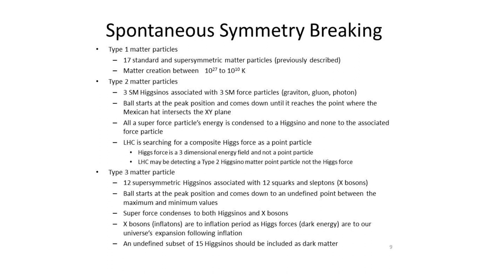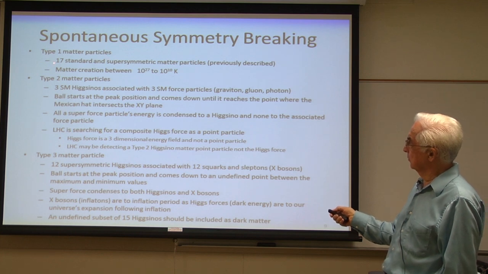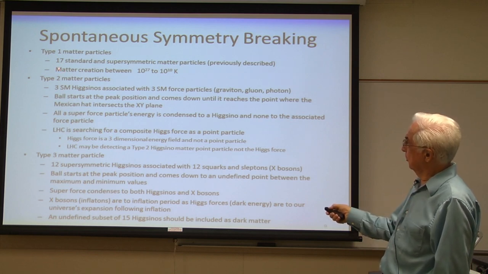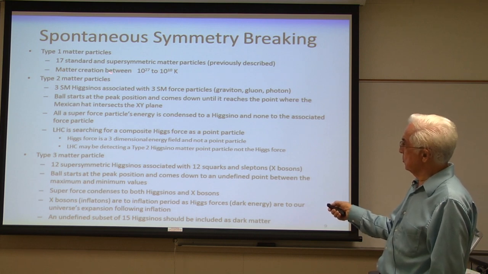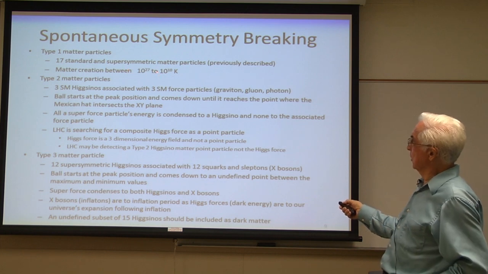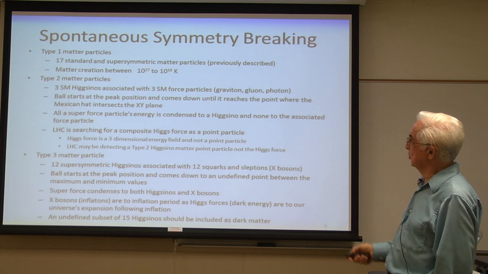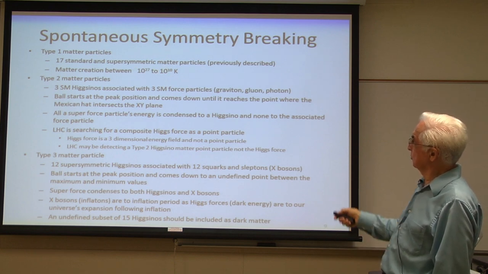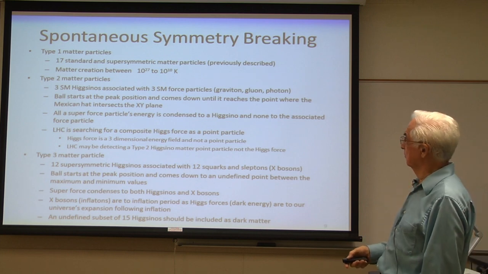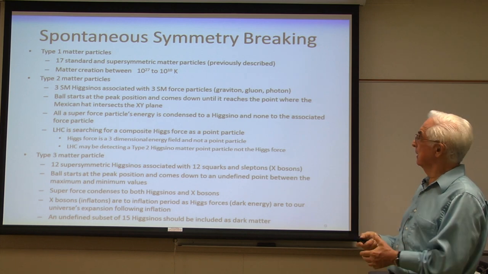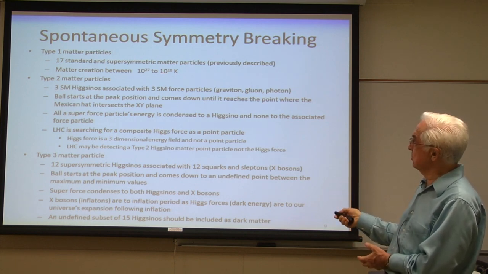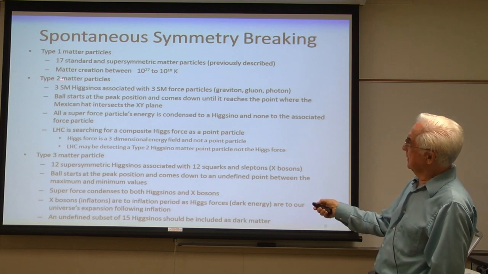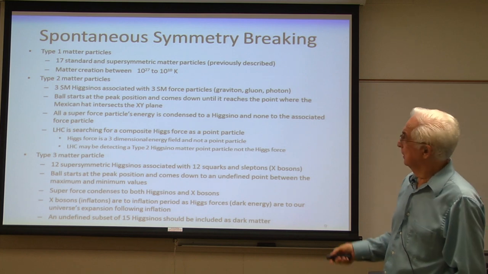There are three types of matter particles that go through spontaneous symmetry breaking. The first is a type 1 matter particle. These are the 17 standard and supersymmetric particles, which I just described on the previous chart. Matter creation occurs between the start of inflation and the end of matter creation at 100 seconds after the Big Bang. The highest temperature, 10 to the 27th, is for the heaviest energy mass particle, the gravitino. The lowest temperature, 10 to the 10th degree Kelvin, is for the lightest energy mass particle, the electron neutrino. Each of those 17 matter particles has a unique condensation temperature between the range of 10 to the 27th and 10 to the 10th.